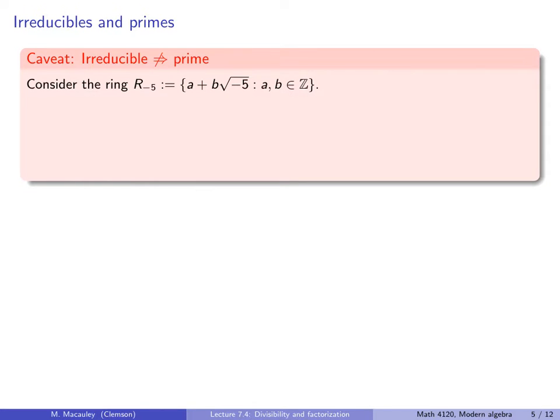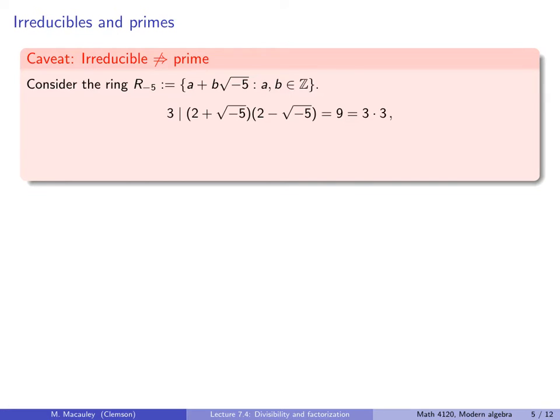Since I said that being prime and irreducible are not the same thing, you should suspect that there are irreducible elements that are not prime. But this is obviously not the case in the integers, so you have to go into more unusual rings to find them. So here's one example, the ring R of negative 5, which is a set of elements of the form a plus b times the square root of negative 5, where a and b are integers. Or if you prefer, you can think of this as a plus b times root 5 i. This is an example of a ring of algebraic integers, and we will study these a lot more in the next lecture.